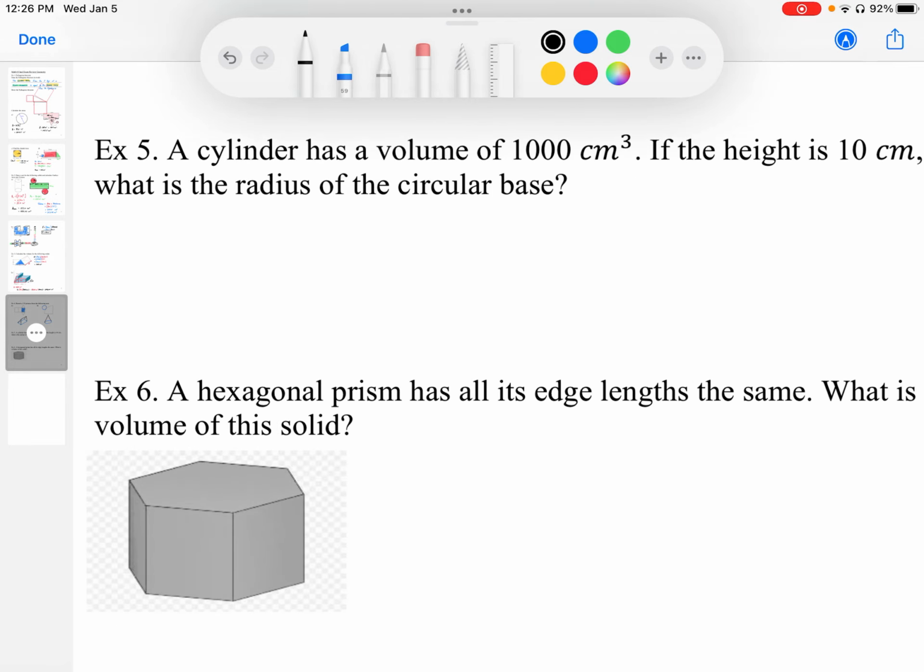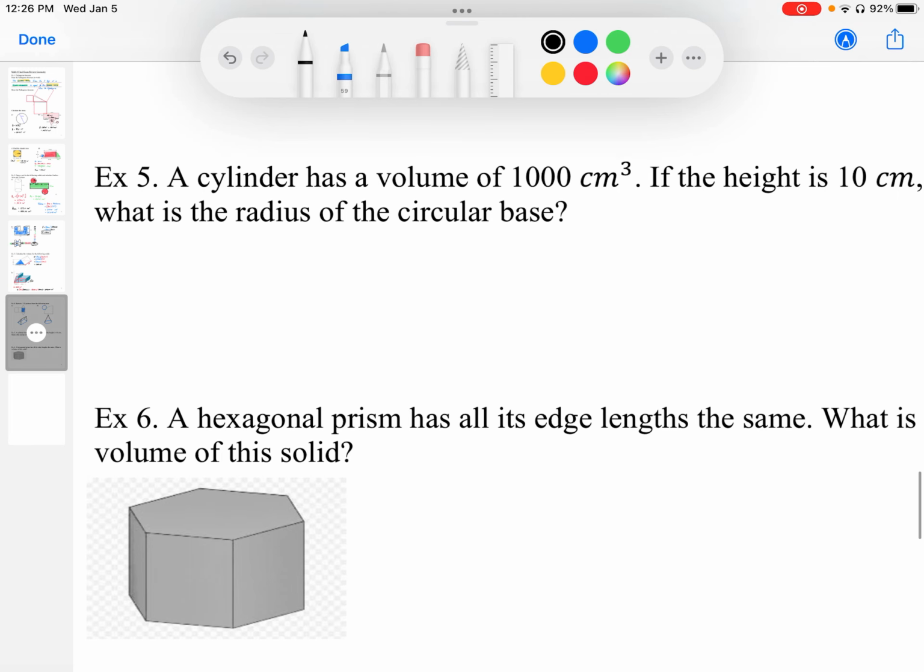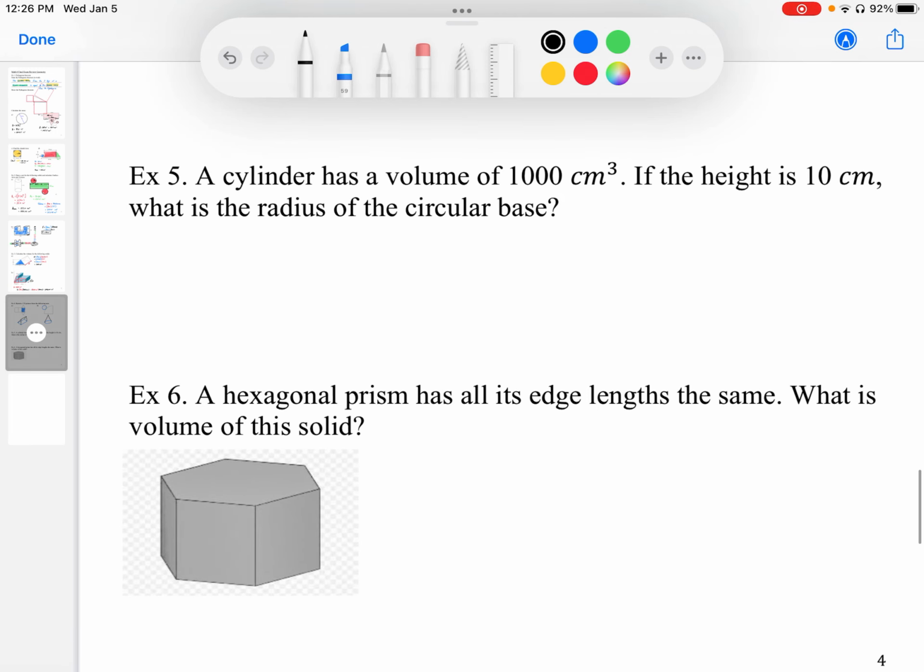Example 5 says we have a cylinder with a volume 1,000 centimeters cubed and the height is 10 centimeters. What's the radius of the base? So I know that I've got a cylinder. We have 10 centimeters of height and we want to know the radius of this circular base. So I want to know that radius there.